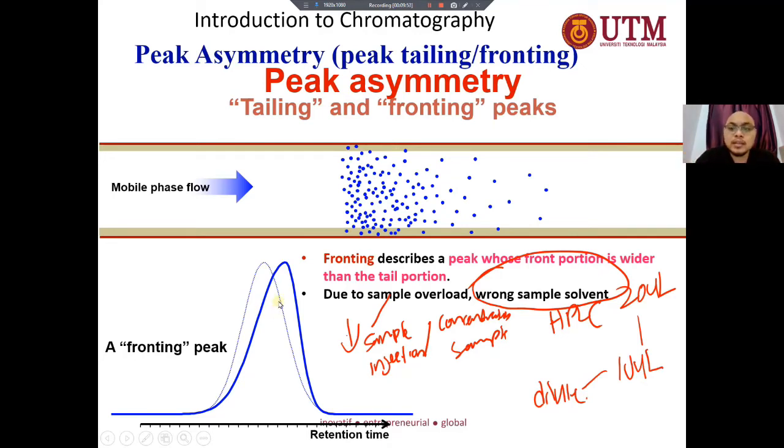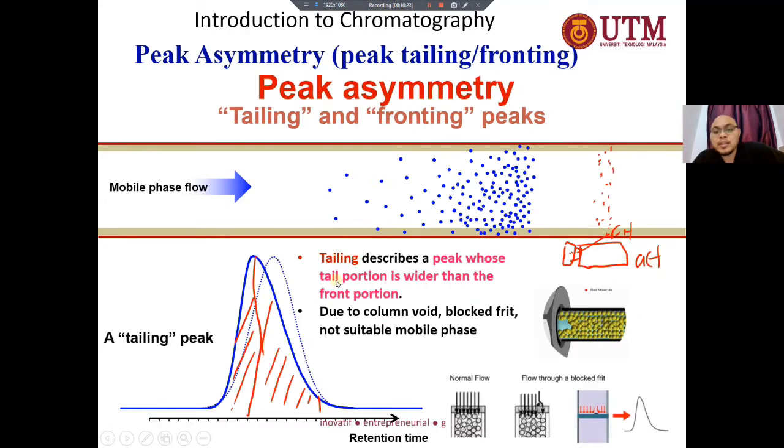If you have heard about the split peak or the broadening peak, I'm not including that in this slide. I just want to tell you based on my experience: if you have encountered a split peak that you believe comes from the same sample, or the broadening peak, it's usually due to the wrong sample solvent. It's not about the sample overload or what we call the column void.